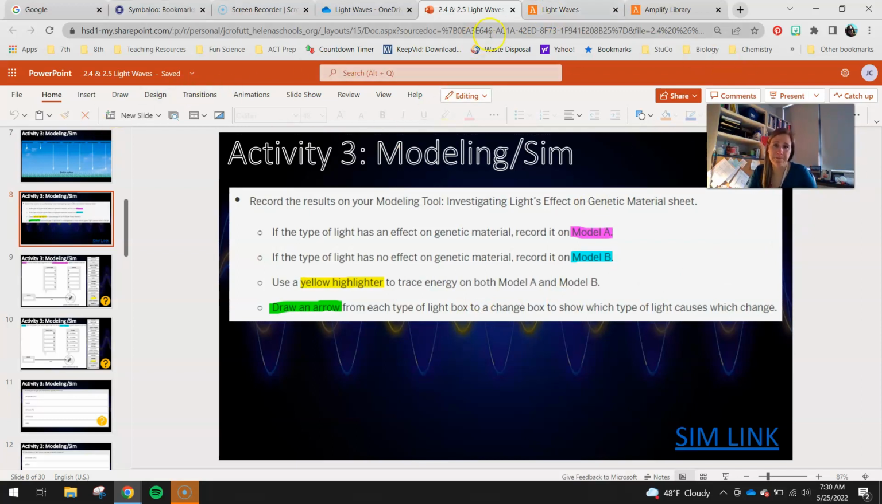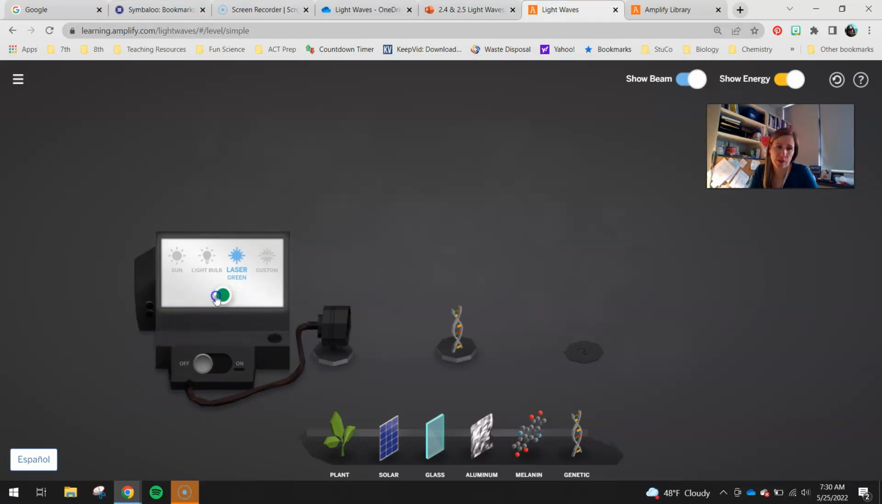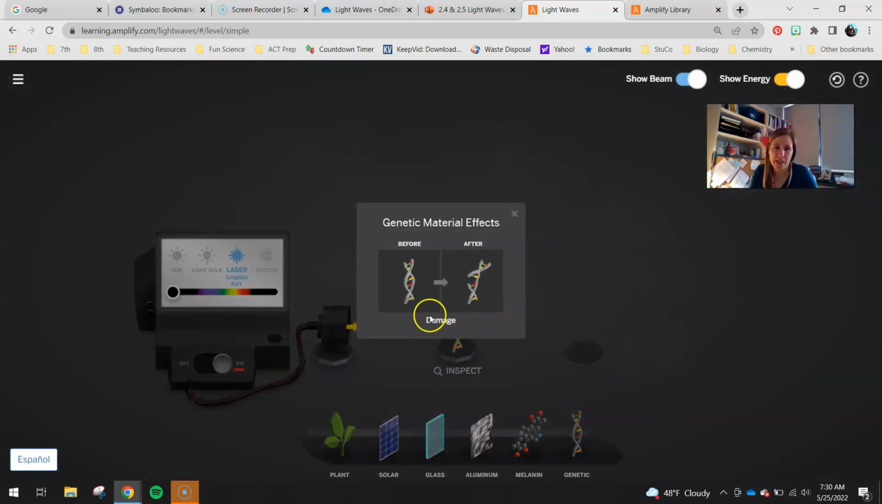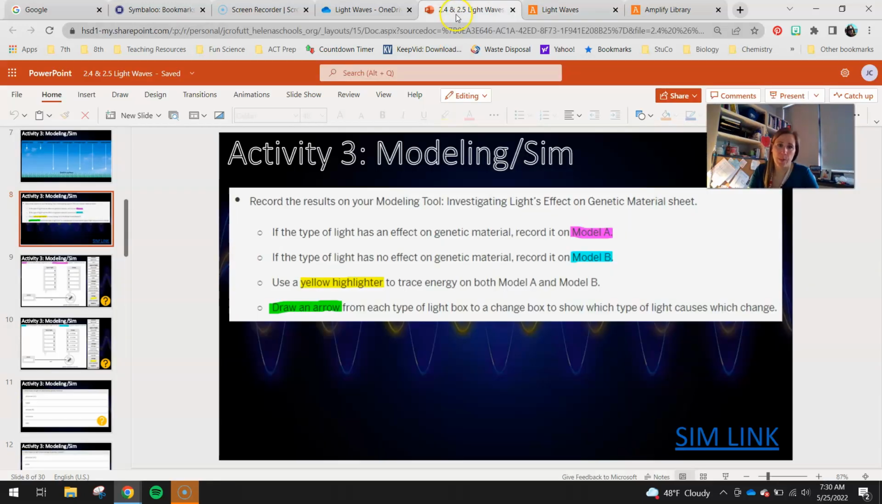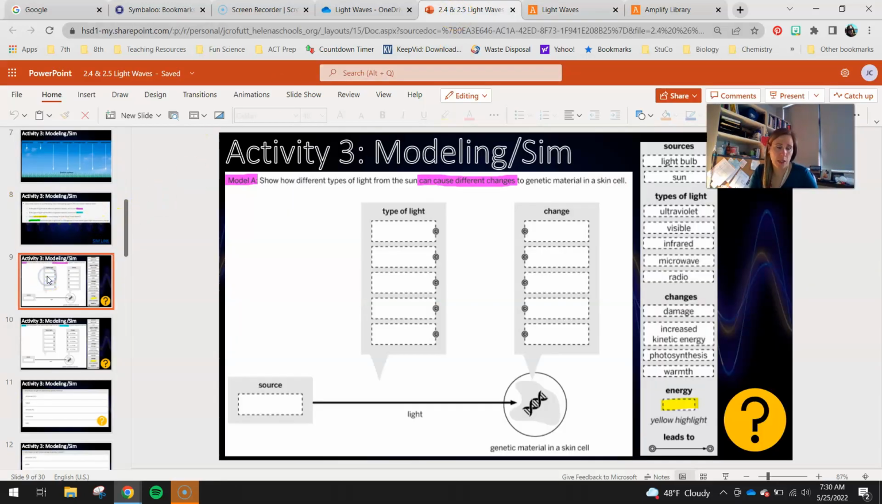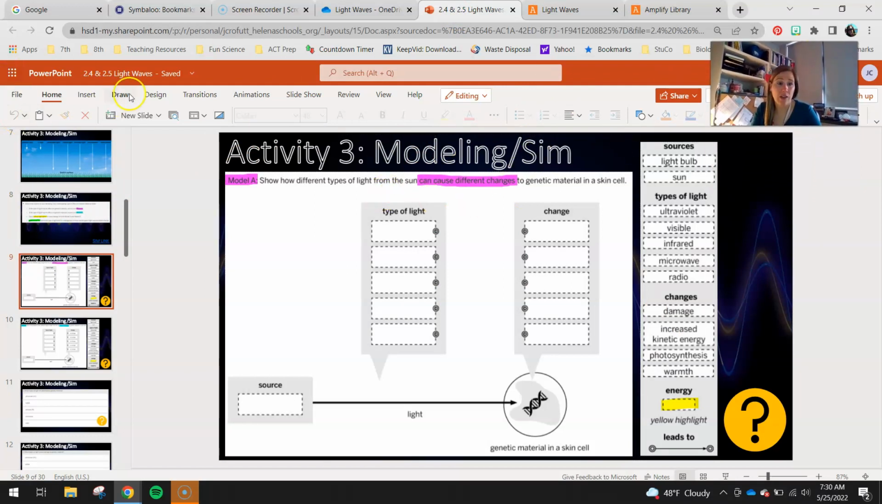So let's go back into our sim. We'll test our very first one, which is gamma. I'm going to scroll until I find gamma. So here it says gamma. I'm going to make sure my show energy is on, and I'm going to hit on. It looks like the DNA is absorbing that, because I don't see the yellow arrows coming out of it anywhere. So I'm going to inspect. And that causes damage. So I'm going to go into my first modeling tool, A, because this is the one that causes a change. Then I'm going to click and drag all the things I need to show that gamma rays, oh, sorry, I guess we're only doing the types of light from the sun.